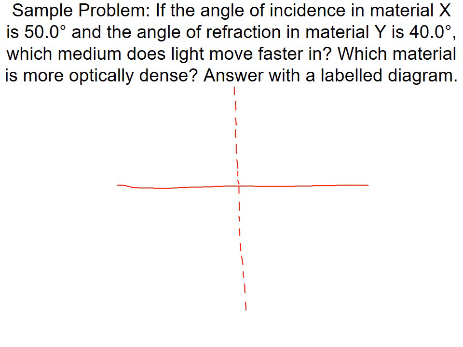Now, the first thing I'm going to do is I'm going to draw in my angle of incidence, or my incident ray using my angle of incidence. You measure the angle of incidence from the normal, and so it would be about 50 degrees. Make sure that the arrow points into the medium because it's going into the new medium. And then you can label your theta I.